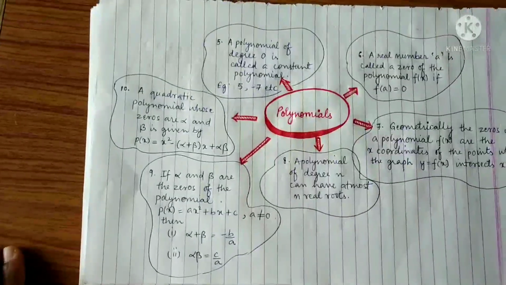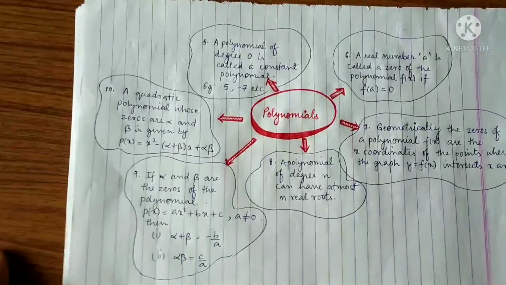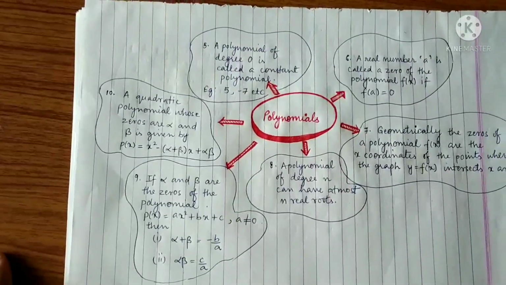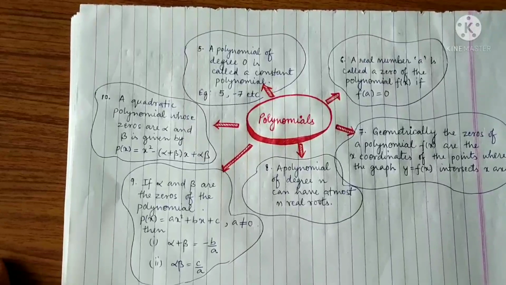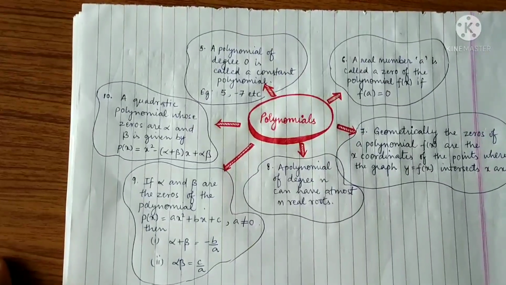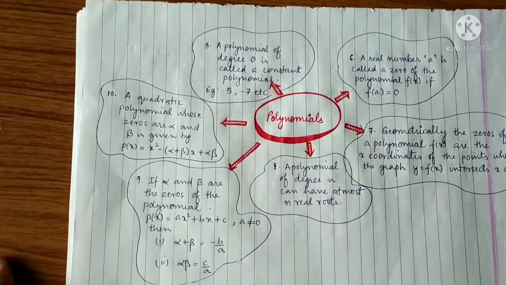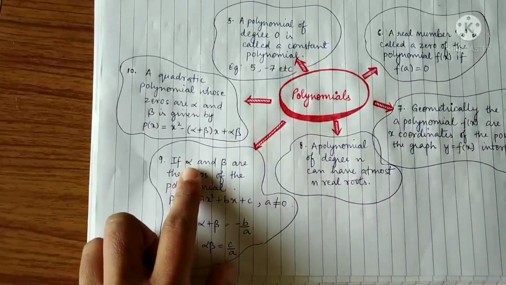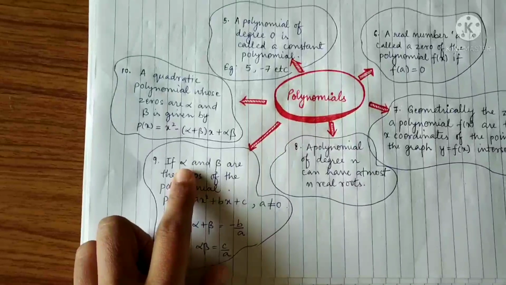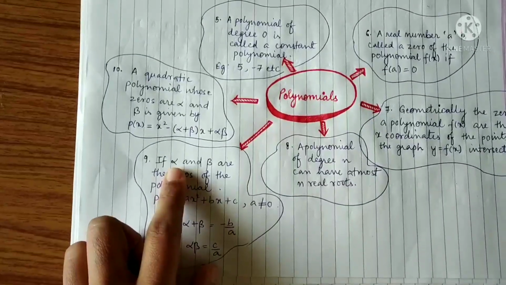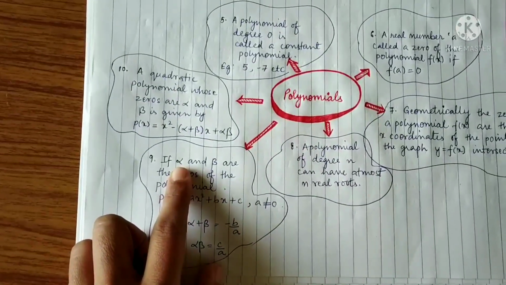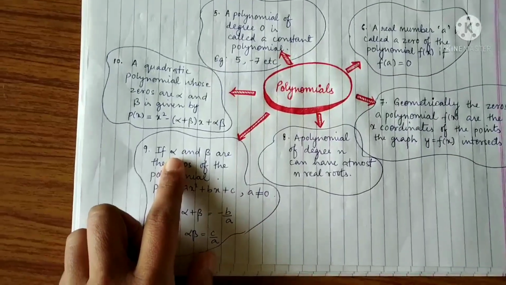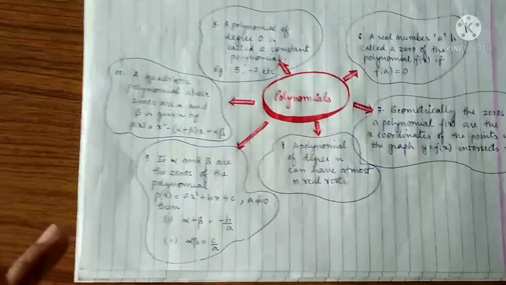Now moving further, we will study in this chapter about the quadratic polynomial and cubic polynomial, and what is the relationship of the zeros of a polynomial and the coefficients of a polynomial. Suppose we are denoting the zeros of a polynomial by alpha and beta. Since the degree of a quadratic polynomial is 2, it can have at most 2 roots.